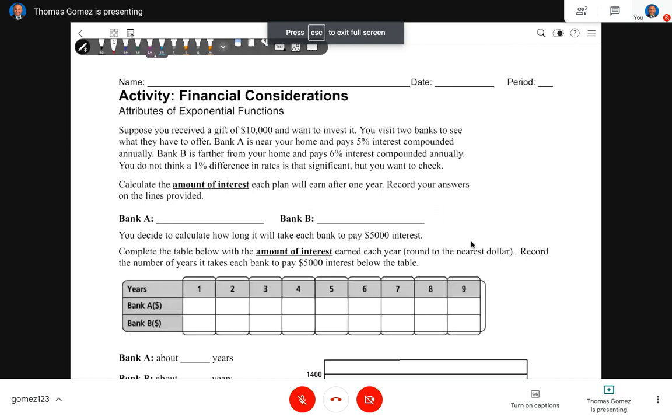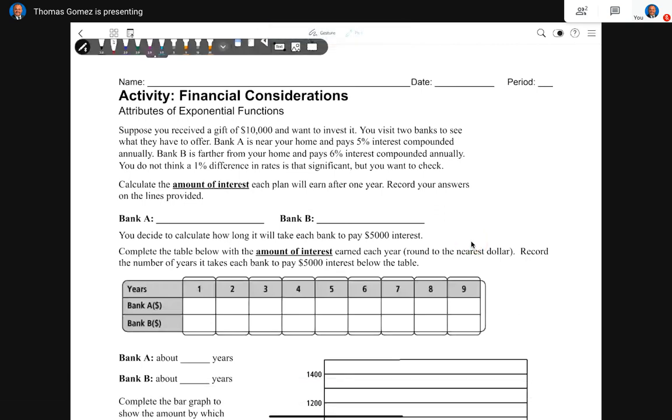Okay, so in this video, we're going to look at the financial activity, okay? And the financial activity is also dealing with attributes of exponential functions. So let's go to begin.